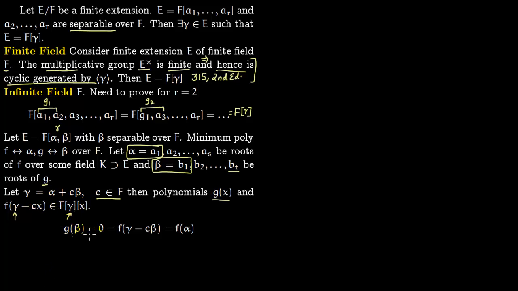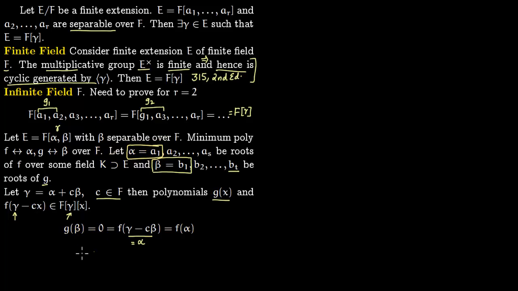Now you put beta, so g(beta) is 0 because beta is a root of g. g is the minimal polynomial corresponding to beta, and we have already set beta equal to b1 here. So this is 0. On the other hand, if you put beta here, you get gamma minus c beta, and you can see from here that gamma minus c beta is alpha. So this thing is equal to alpha from this equation. So this is equal to f(alpha). Alpha is a root of f. You can see the correspondence here, and alpha is equal to a1 here.